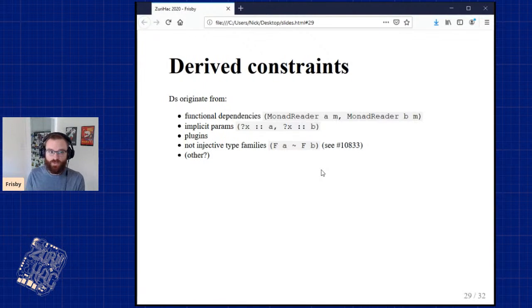But I anticipate that will happen from these features, because these are the only features I'm aware of that actually use derives. Functional dependency is a big one. If we have these two constraints, because of the functional dependency on monad reader, this is the same monad, and so I know it has the same environment. So I have a derived equality that A equals B. So that's a derived constraint, and your plugin might need to recognize that.